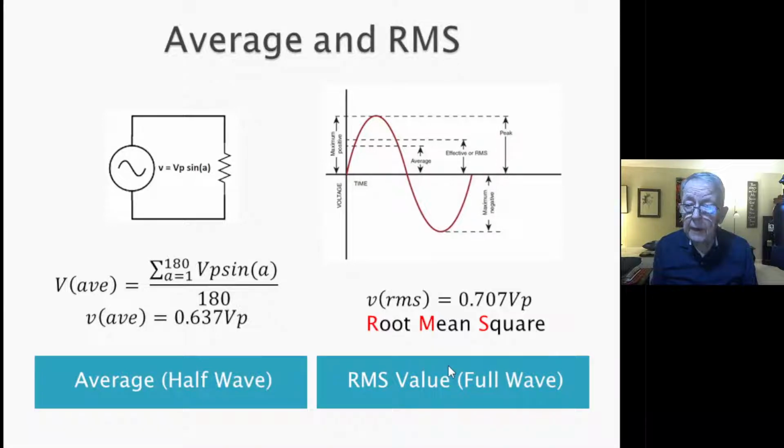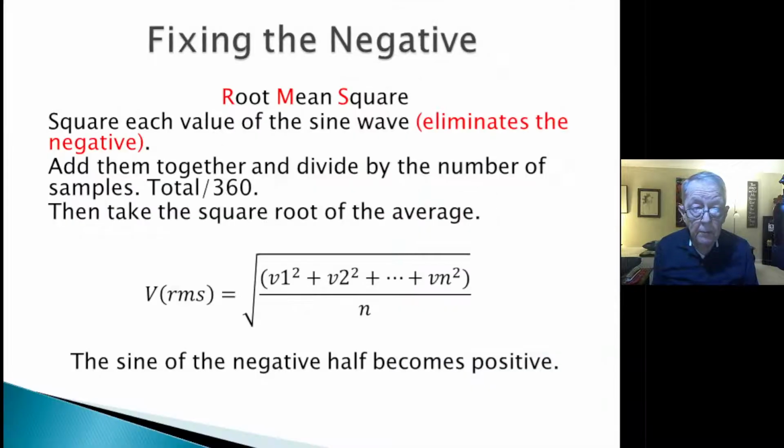The only way they get an average for the full wave is to use a value they called RMS, or root mean square, and I'll cover that in a moment. It turns out that its value is equal to 0.707, a little bit bigger than this one. But the question is, how do you get the RMS value? We do it by fixing this negative. You've got to get rid of the negative because otherwise it's just going to be 0 again.